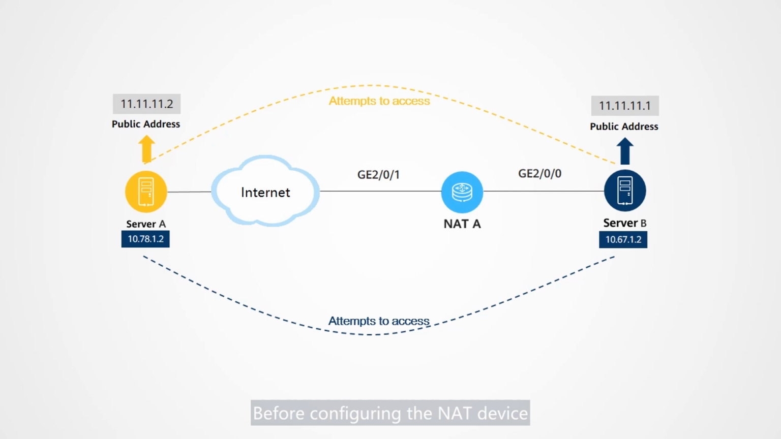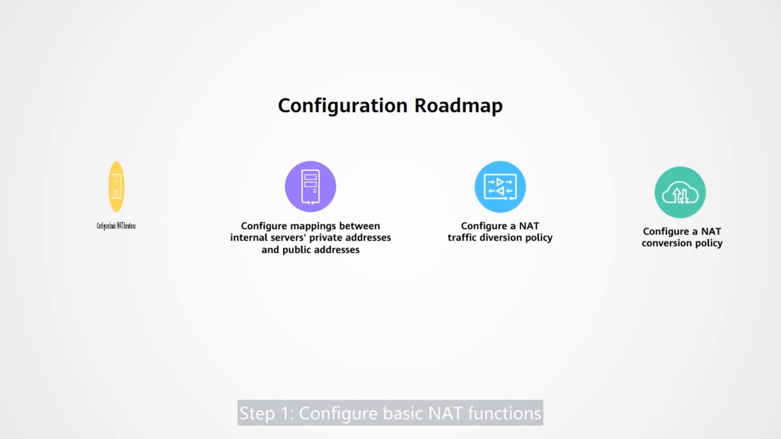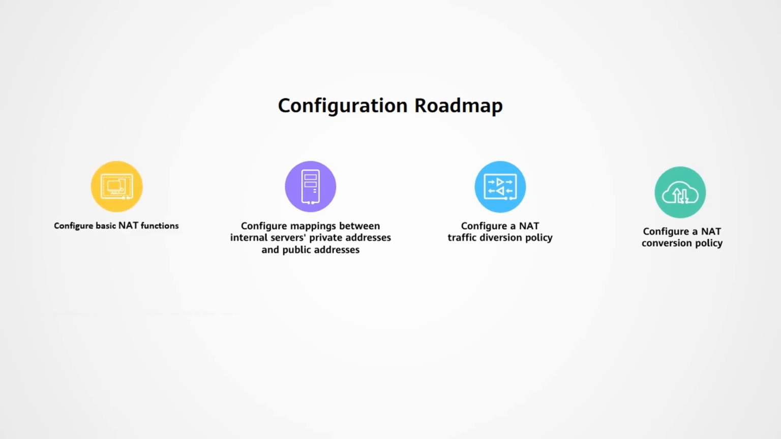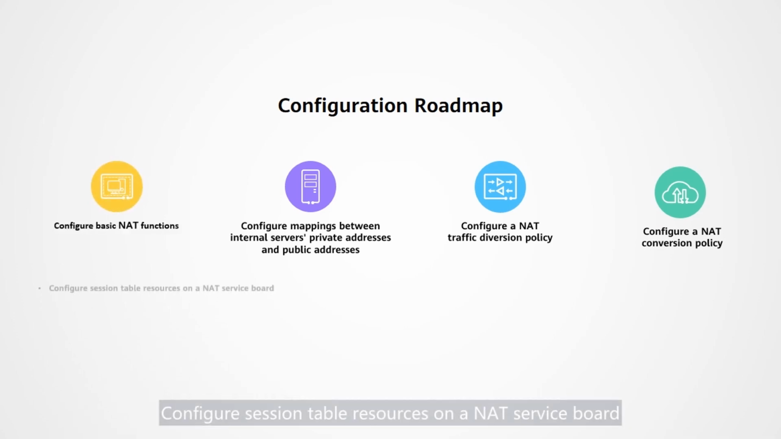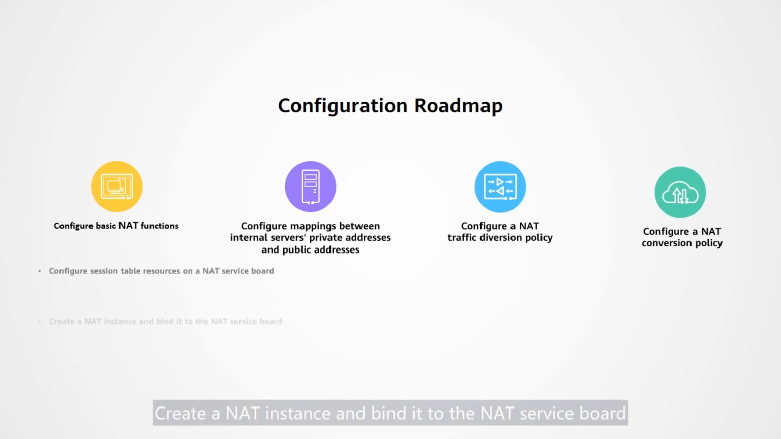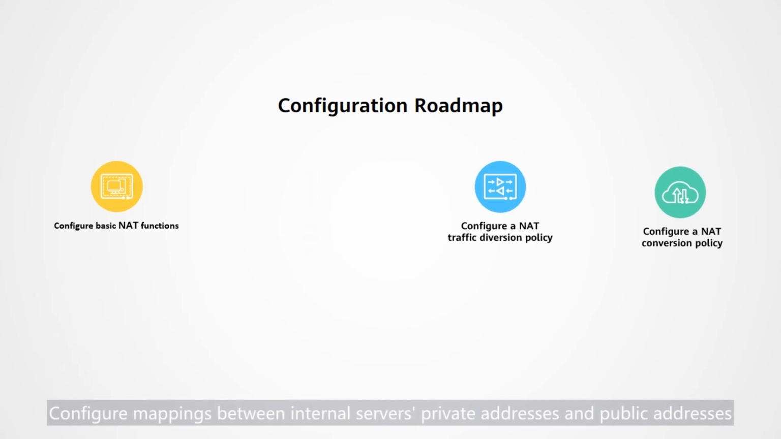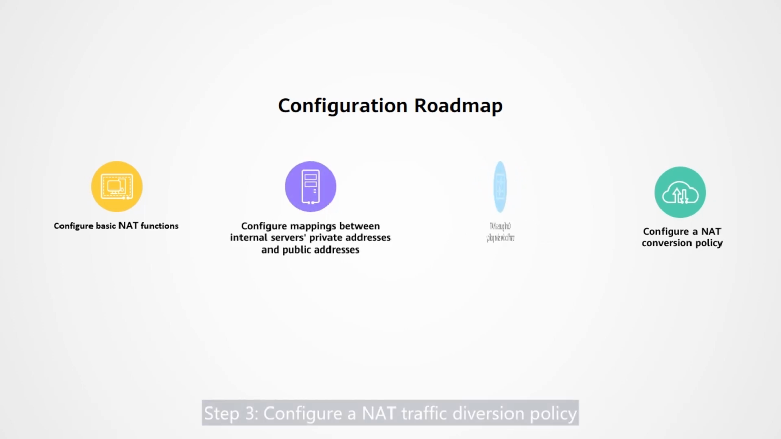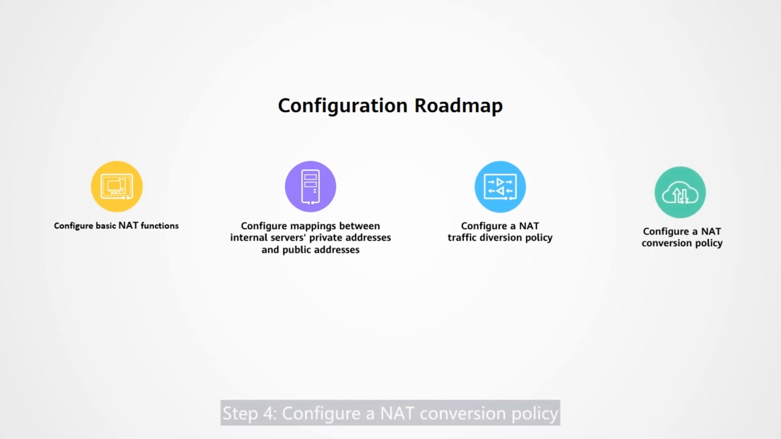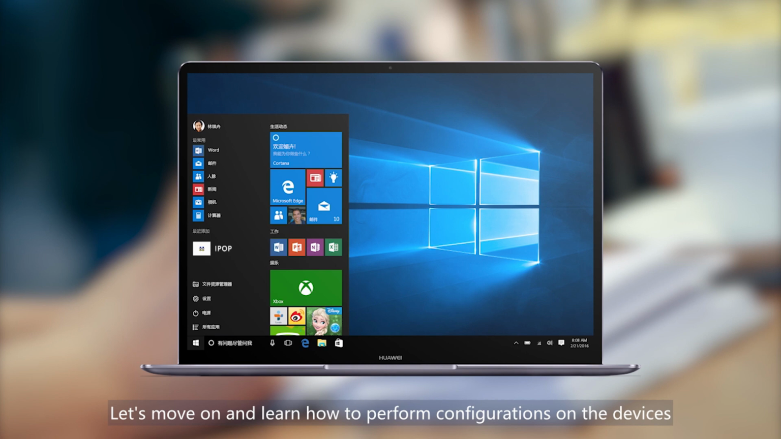Before configuring the NAT device, let's look at the configuration roadmap. Step 1. Configure basic NAT functions, specifically, configure session table resources on a NAT service board. Create a NAT instance and bind it to the NAT service board. Configure a NAT address pool. Step 2. Configure mappings between internal servers' private addresses and public addresses. Step 3. Configure a NAT traffic diversion policy. Step 4. Configure a NAT conversion policy. Let's move on and learn how to perform configurations on the devices.